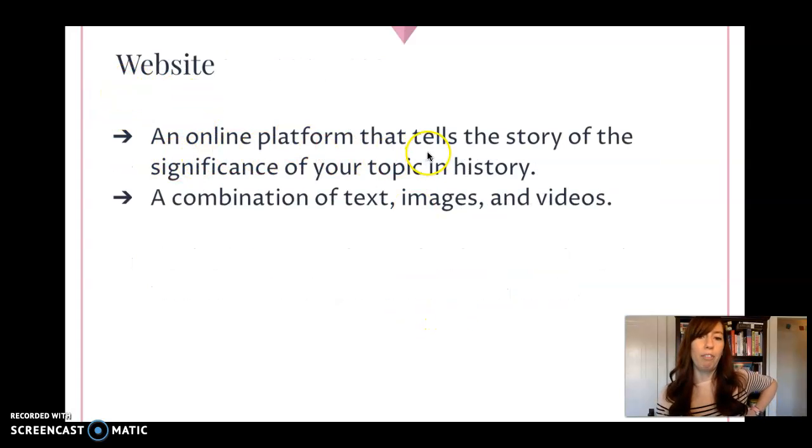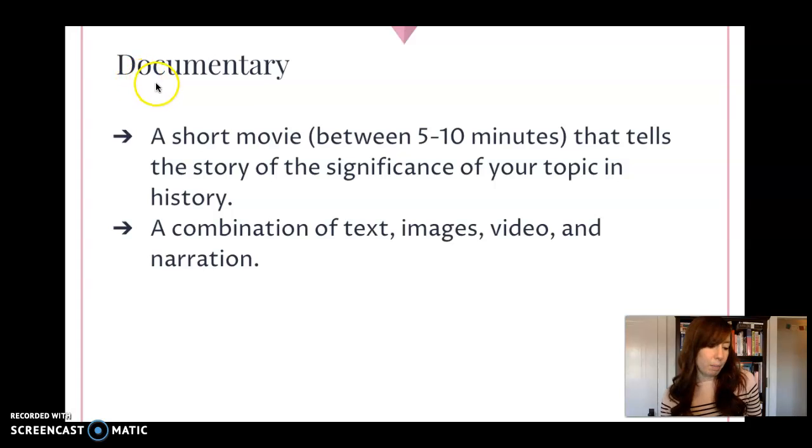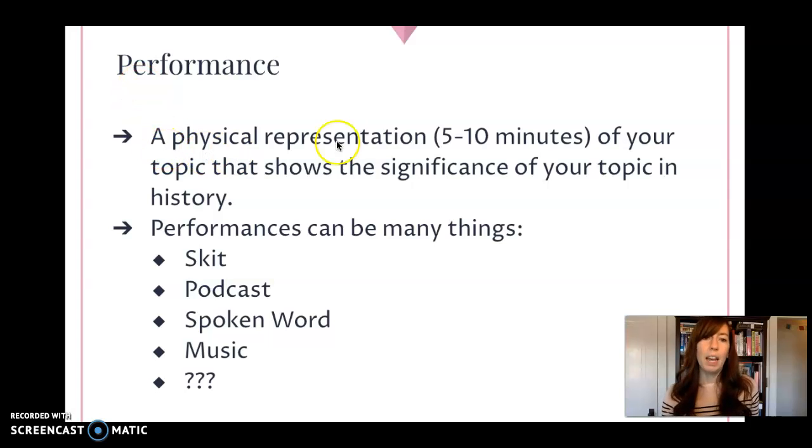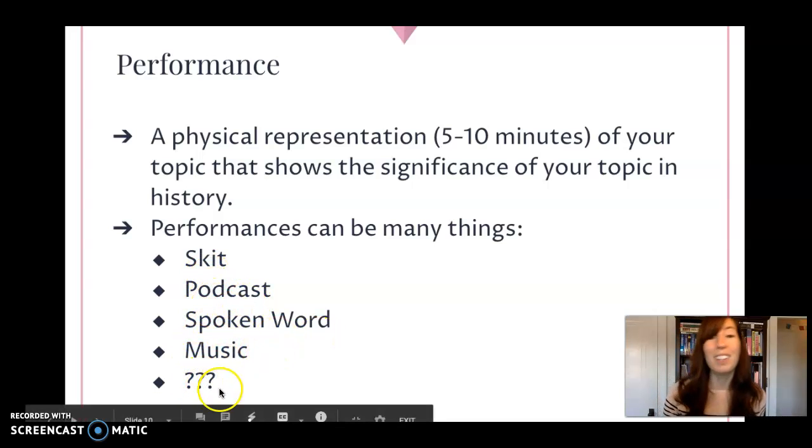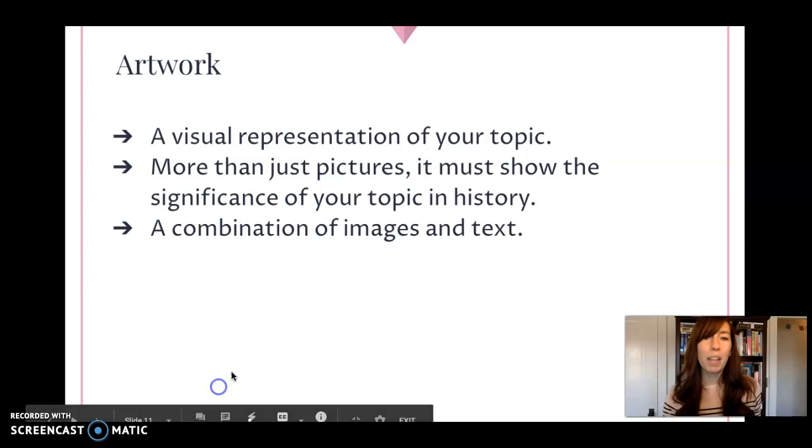Website, an online platform that tells the story of the significance of your topic in history, a combination of text, images, and videos. Documentary, a short movie between 5 to 10 minutes that tells the story of the significance of your topic in history, a combination of text, images, video, and narration. Performance, a physical representation, 5 to 10 minutes, of your topic that shows the significance of your topic in history. Performances can be many things: skit, podcast, spoken word, music, or something that you come up with creatively.